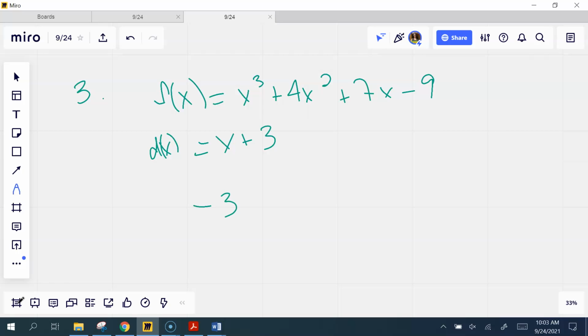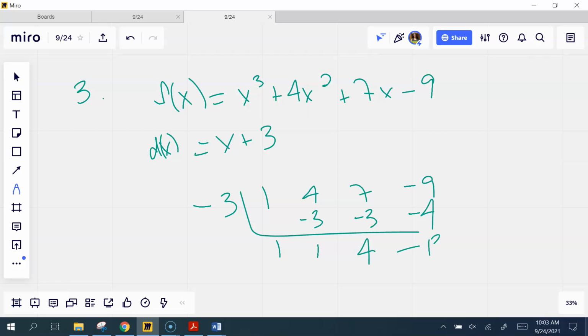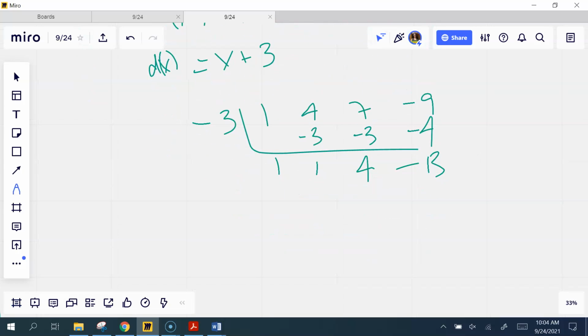So I'm going to do -3 on the outside because this is a synthetic division one. This one can be done synthetically, so I would definitely do it. It didn't specify which way you had to do it, so I would do it synthetically. 1, 4, 7 and -9. -3, 4, -4, -13. So I would say that it's x squared plus x plus 4 minus 13 over x plus 3.